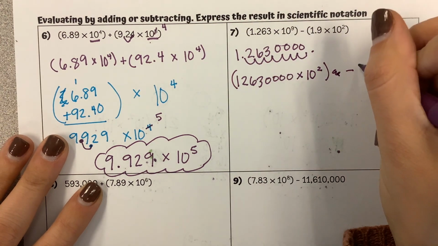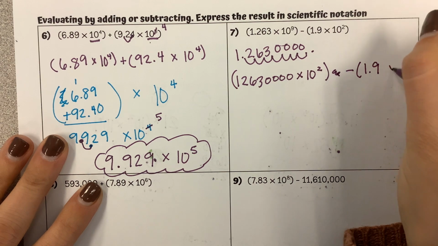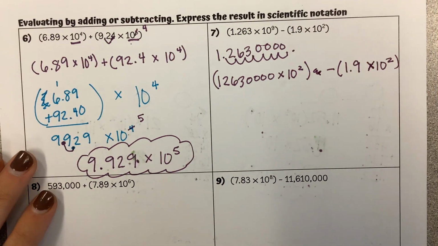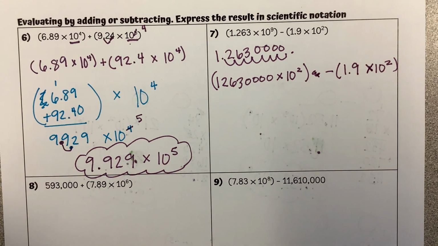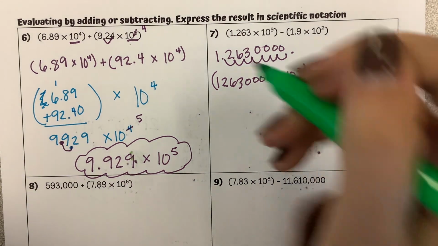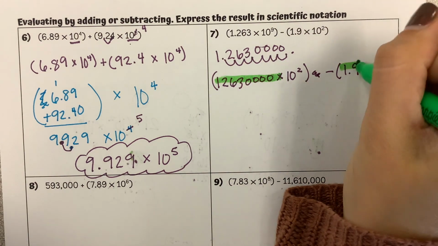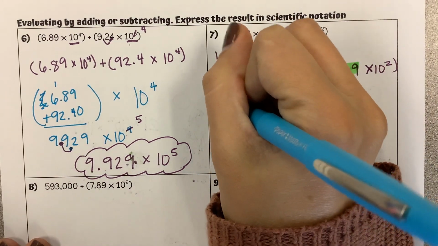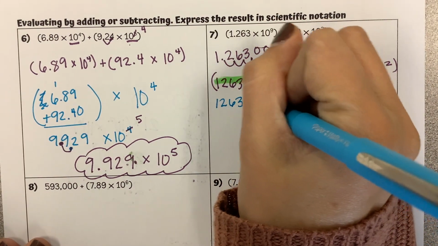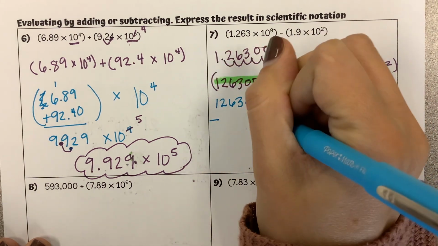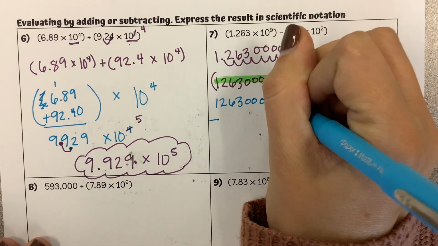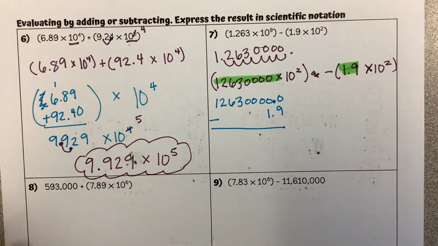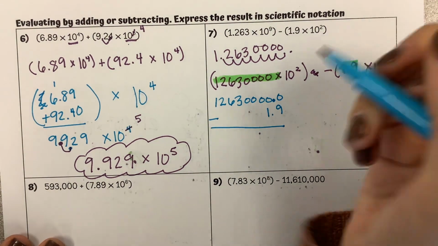Minus 1.9 times 10 to the 2nd. And we can subtract. So I'm going to take this number and subtract this number. So let's set that up. 12,630,000 minus 1.9. We've got to do a lot of borrowing.